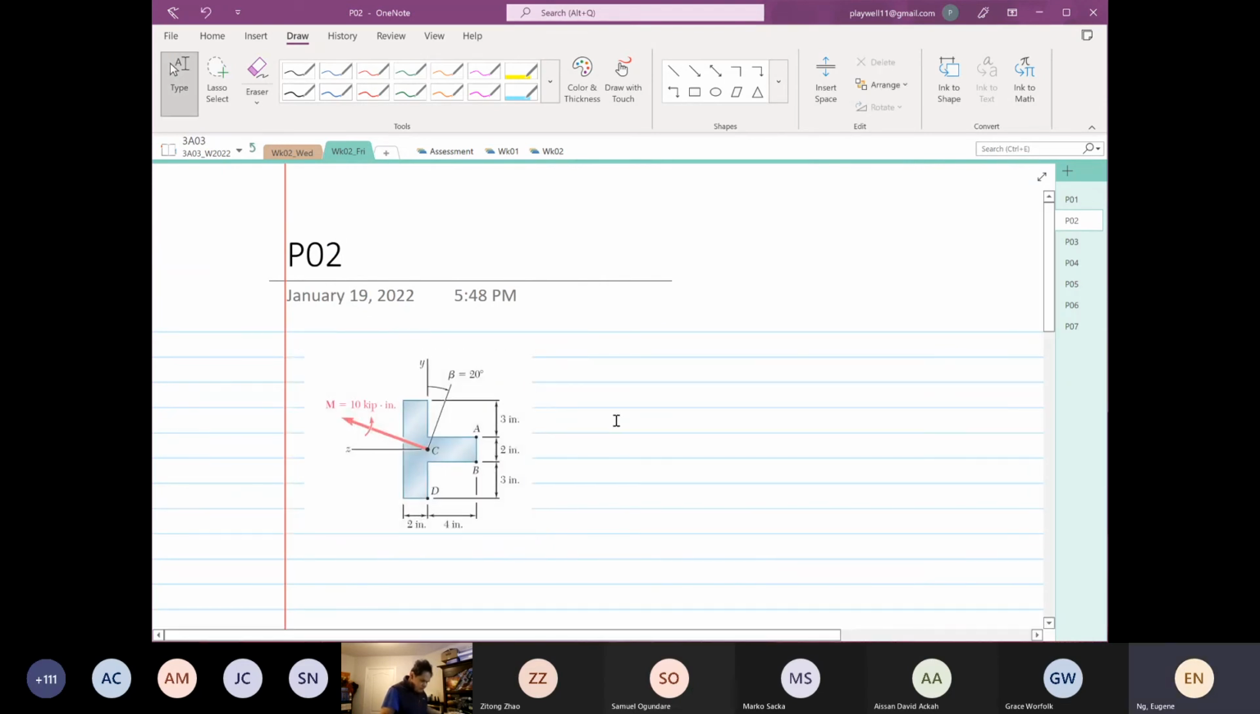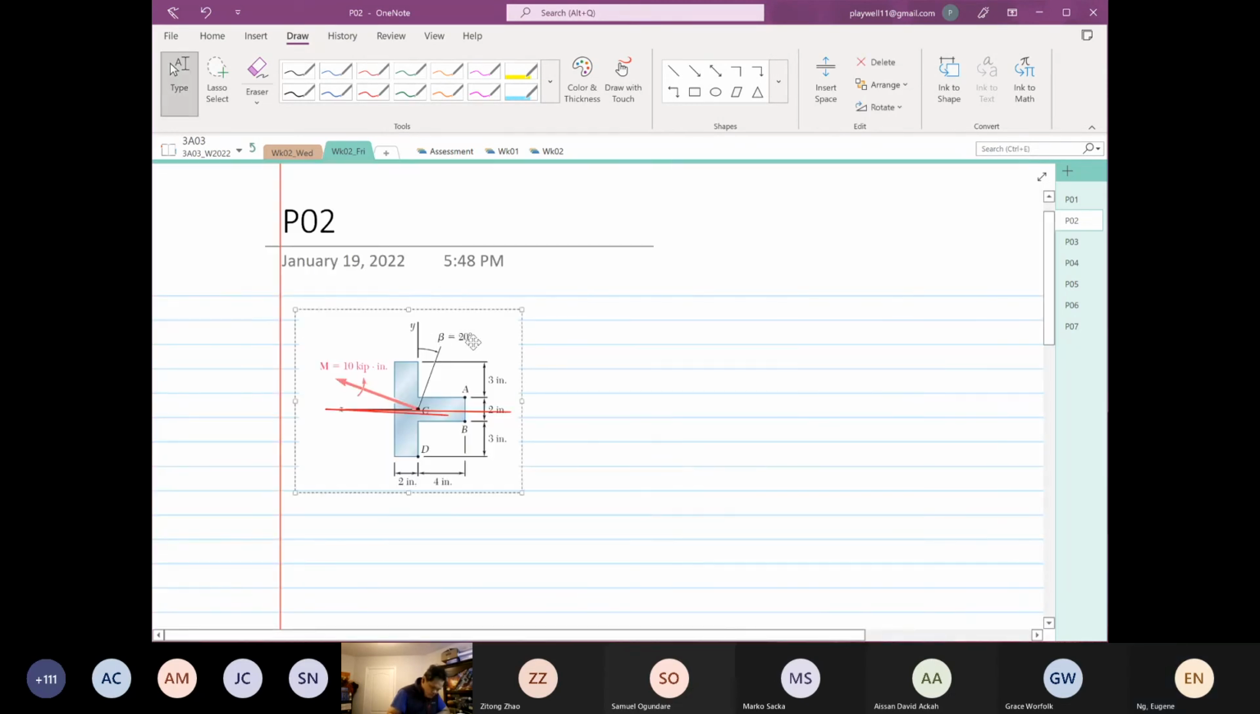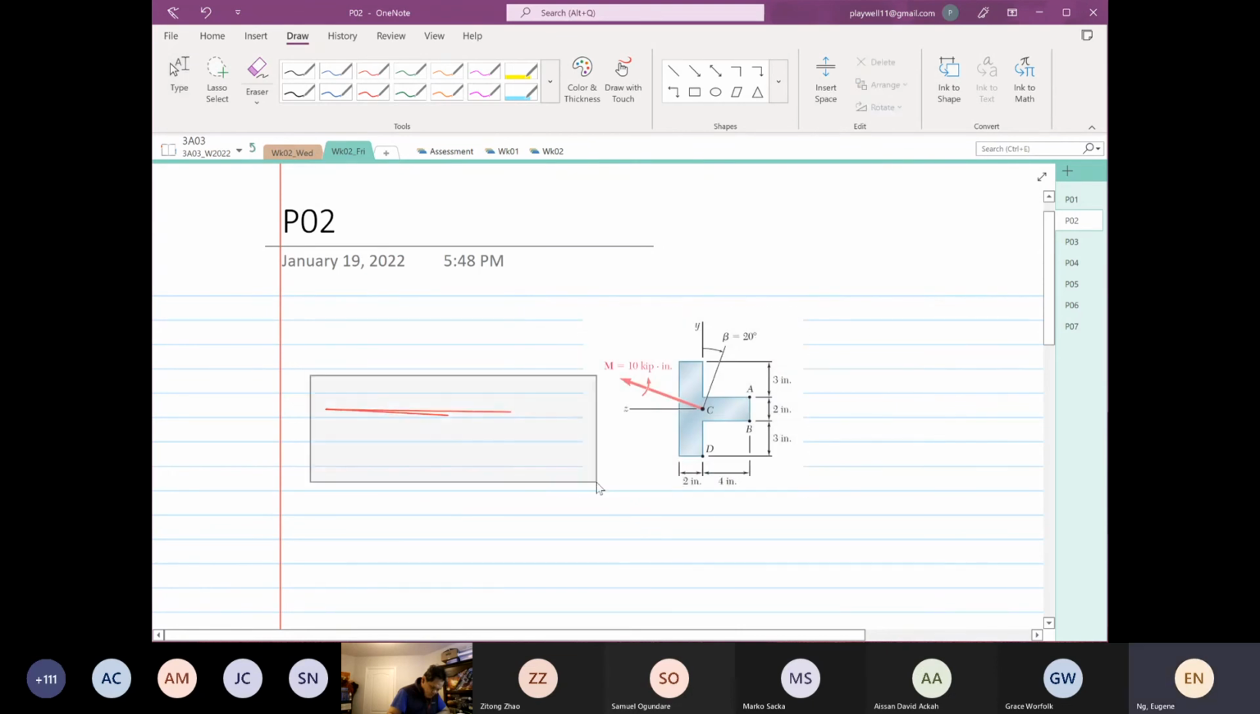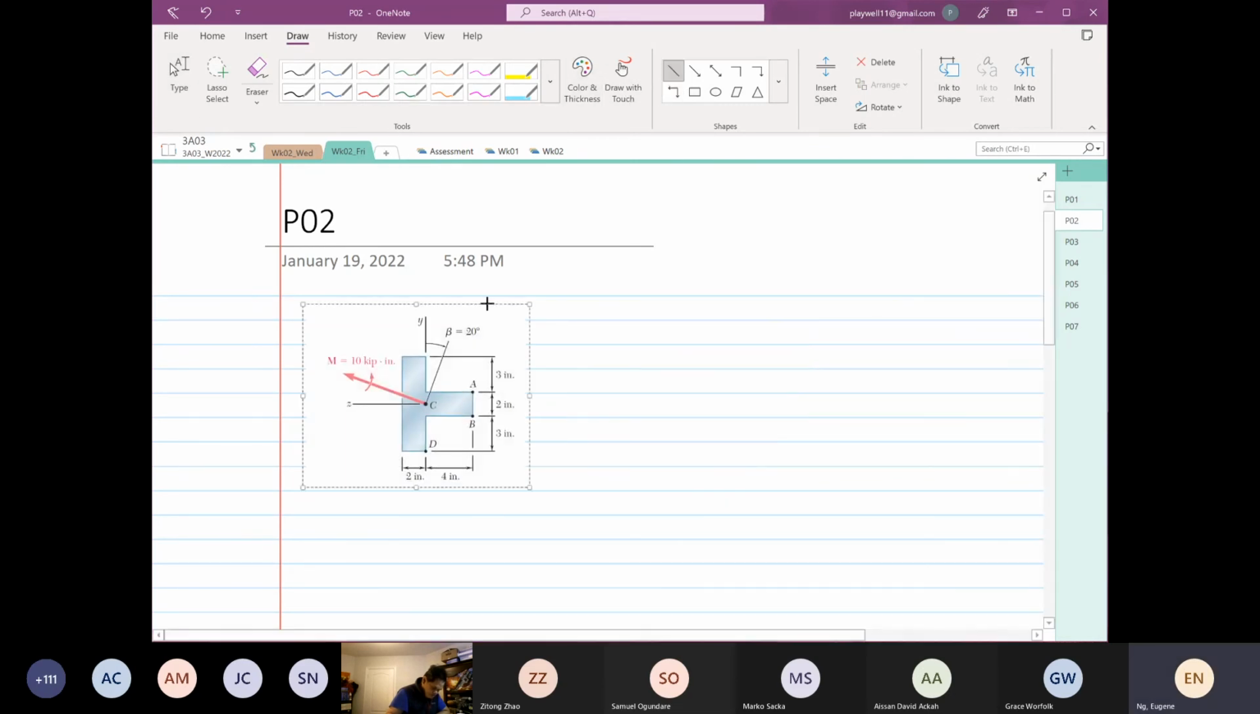Then we look over here. Next, we're going to find IZZ. Okay, so this is the axis of interest. I think, hold on. Yeah, I think I can't see it. Sorry. So next, this is the axis of interest.